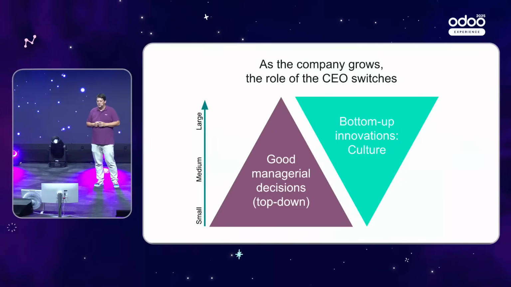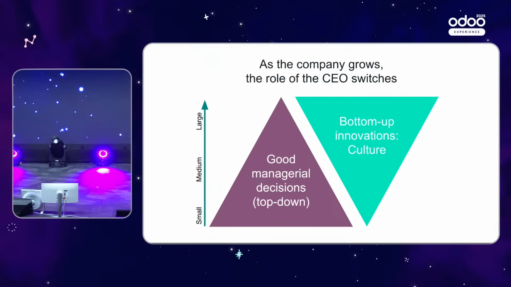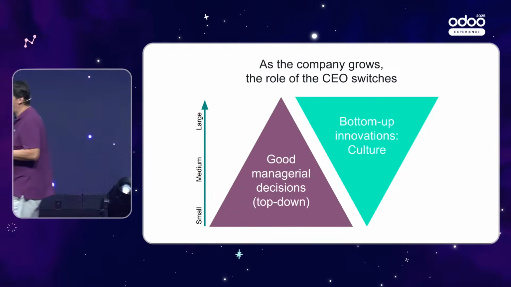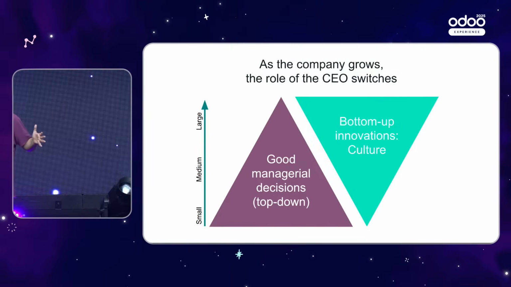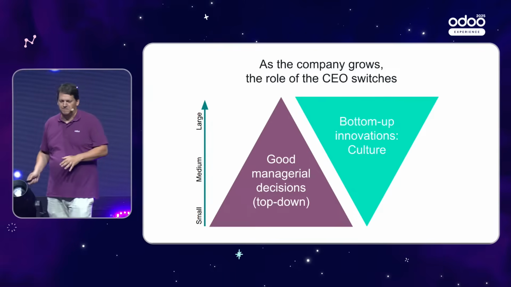So the role of the CEO. As the company grows, the role of the CEO will change. At the beginning, the CEO, or I would say the owner, the founder, or the director, his goal is to do everything. And so he's working with the team, hands-on, taking every decision. And it's important because by doing that, he shapes the people that are working with him. So it's an important step.